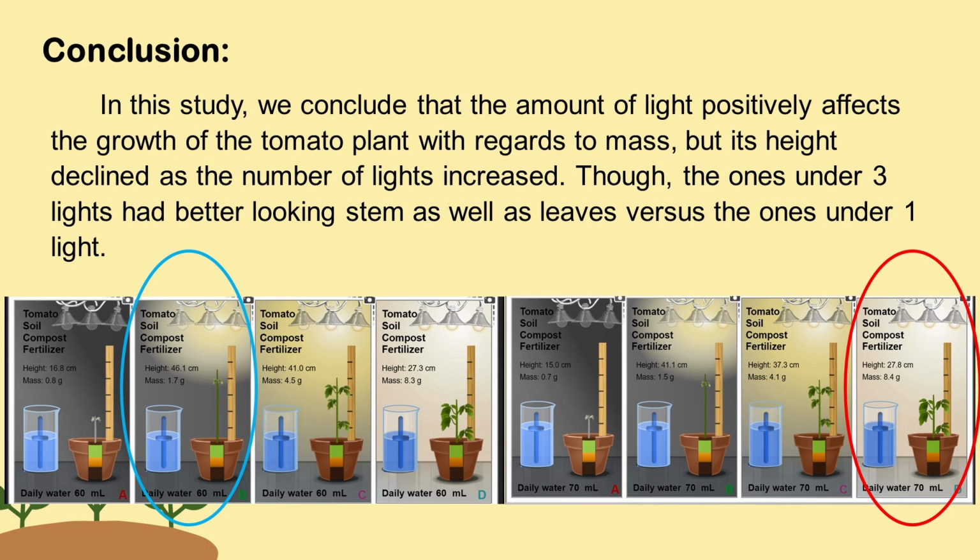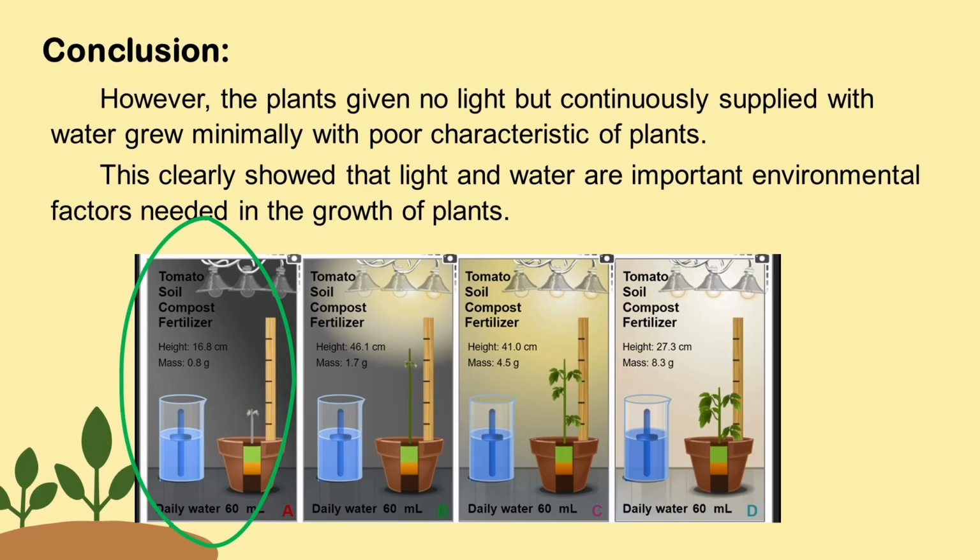Though the ones under 3 lights had a better looking stem as well as leaves versus the ones under 1 light. However, the plants given no light but continuously supplied with water grew minimally with poor characteristics of a plant. This clearly showed that light and water are important environmental factors needed in the growth of plants.